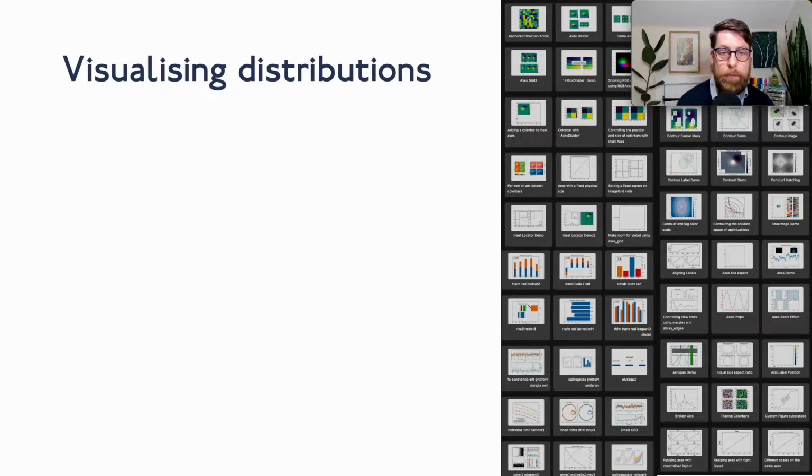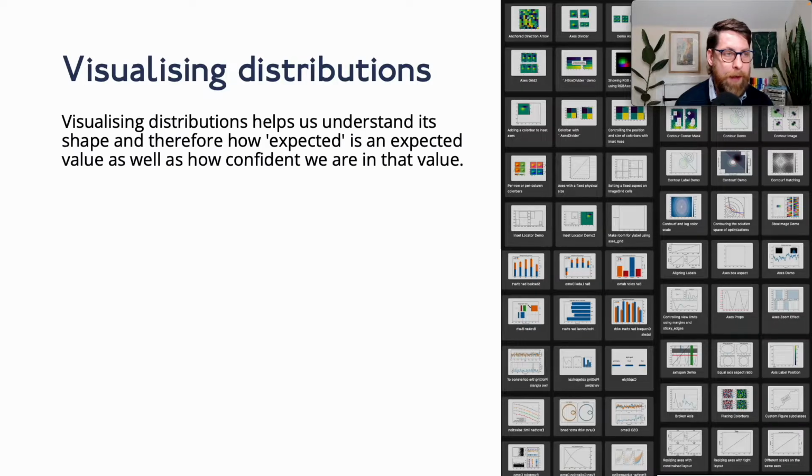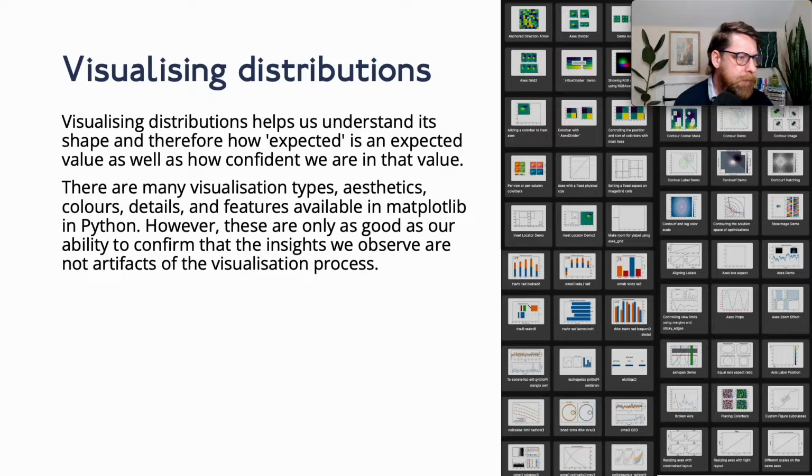Okay, so distributions. I guess we have a sense then that it really makes a lot of sense to visualize them. On the right here, we can see a whole ton of different examples from Matplotlib. Now, they help us understand a shape and therefore how expected an expected value is, as well as how confident we are in that value. There are many visualization types, aesthetics, colors, details, and features available. And you can see that in Matplotlib as well as others.